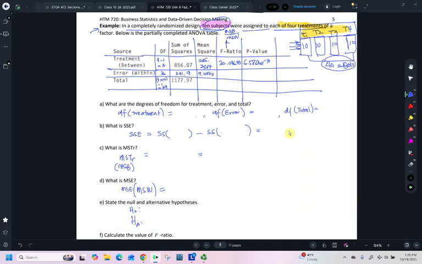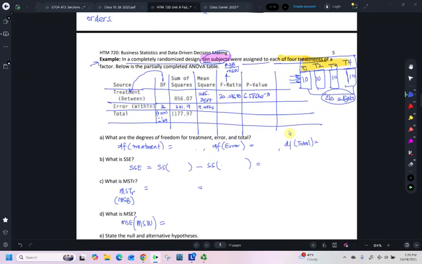Now we would like to find the degree of freedom for treatment. Remember, this treatment has how many levels? K equals 4. So the degree of freedom would always be K minus 1, which is 4 minus 1, and that is 3.